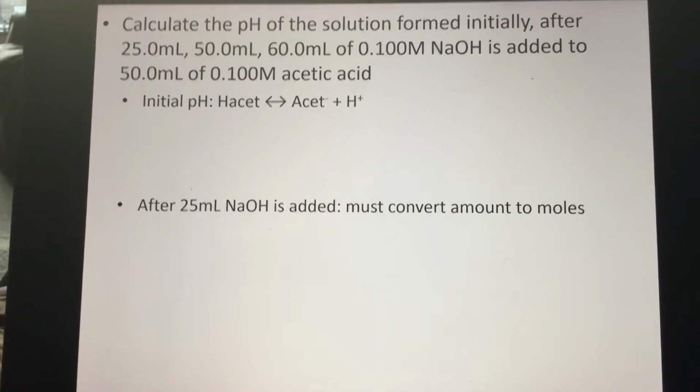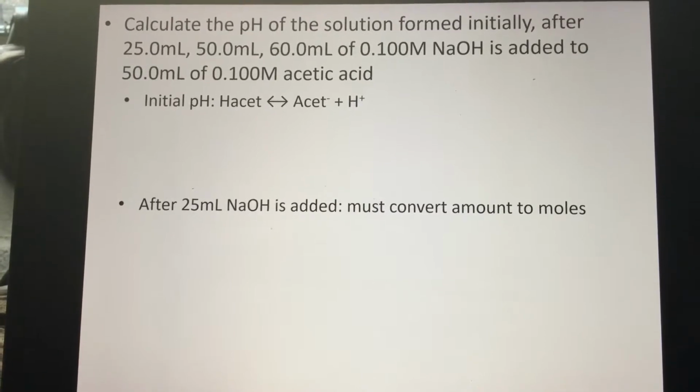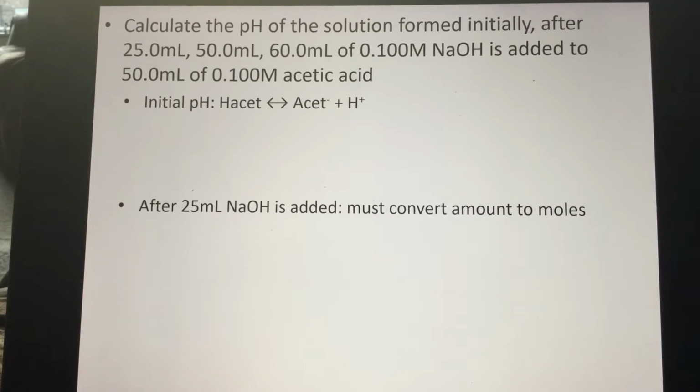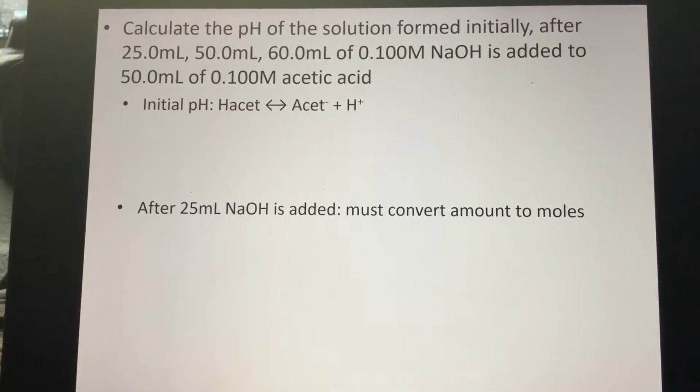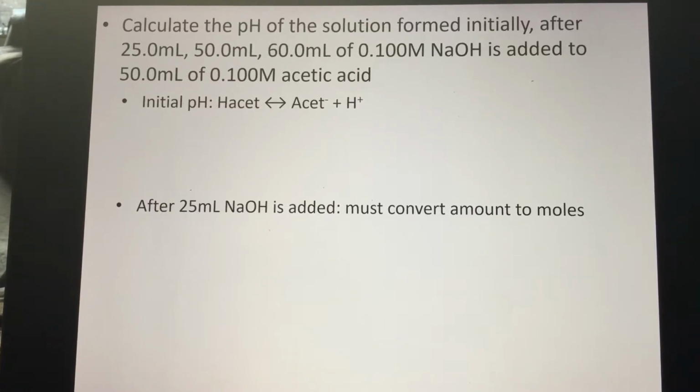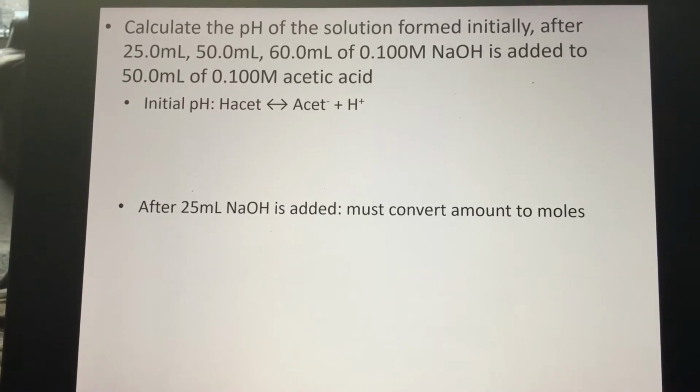We're going to look at the pH of this, just the acid alone, so the initial pH, and then after we've added 25, then 50, then 60 milliliters of 0.1 molar strong base sodium hydroxide.